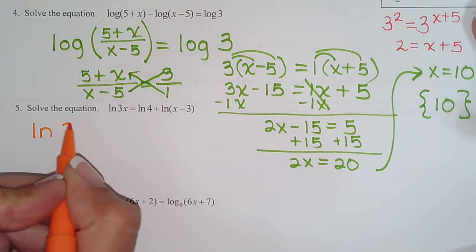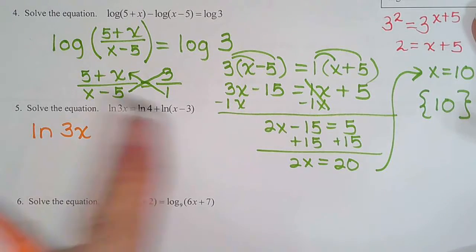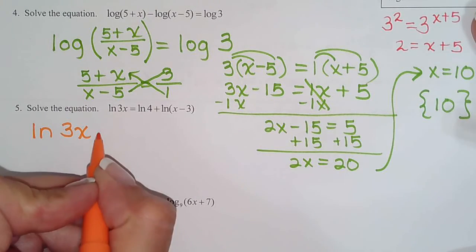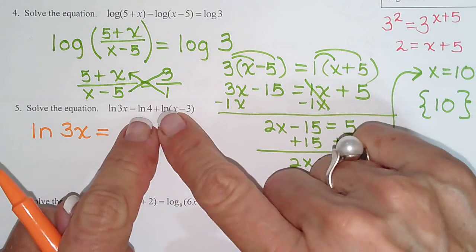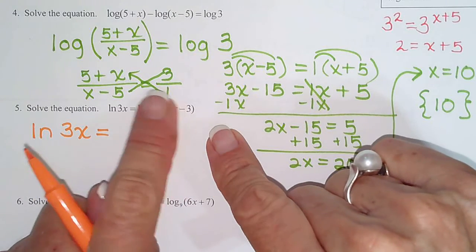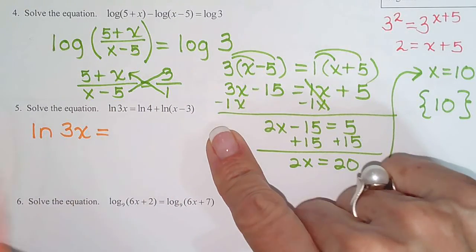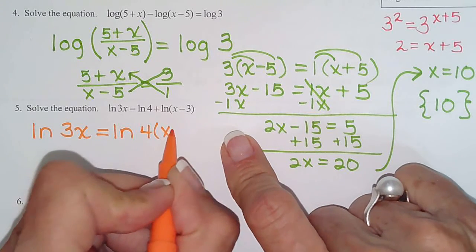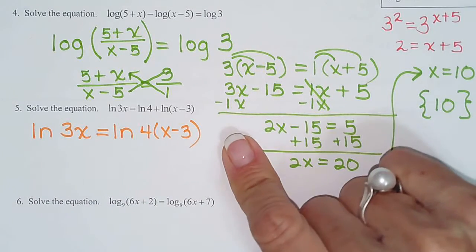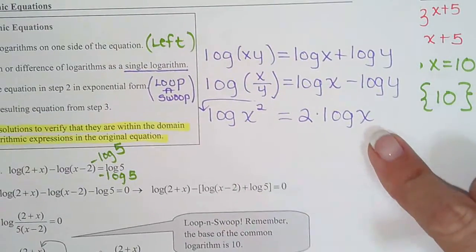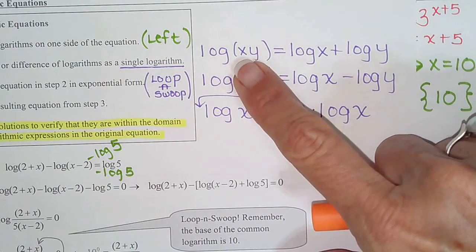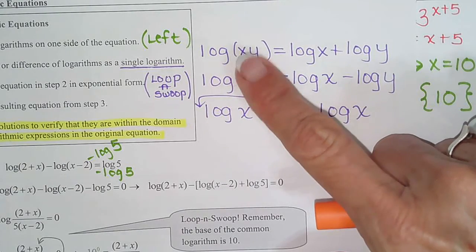So our goal is to get one log on the left, one log on the right. Well, I already have one log on the left. So now I have to use my properties. Addition goes backwards into a single log of multiplication. So everybody remember that from the last page? So addition goes backwards into a single log of multiplication. So that's from the last section.